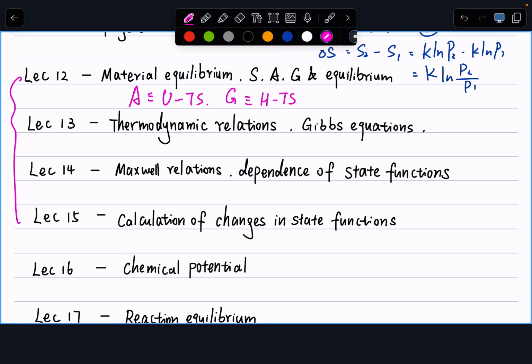In lecture 12, we also went over the physical meaning of Helmholtz energy and Gibbs free energy, right? So Helmholtz free energy is minimized when we have isolated system, constant temperature and constant volume, and my Gibbs free energy is minimized at material equilibrium when we have constant temperature, constant pressure. All right, so in this part, it's more like conceptual understanding.